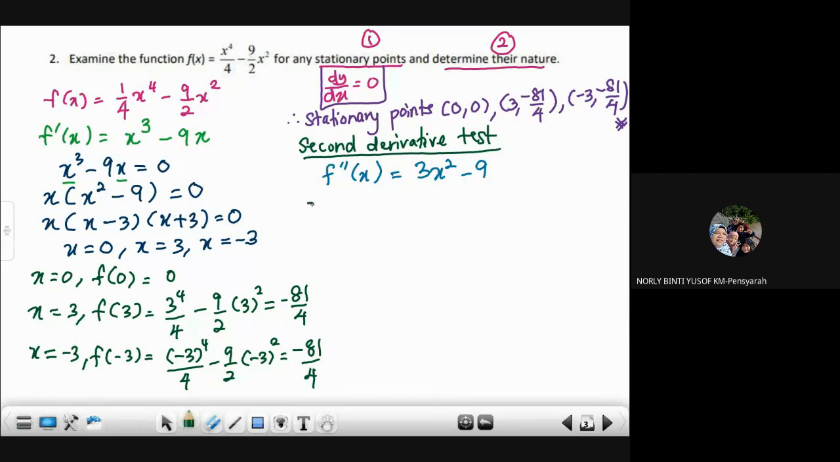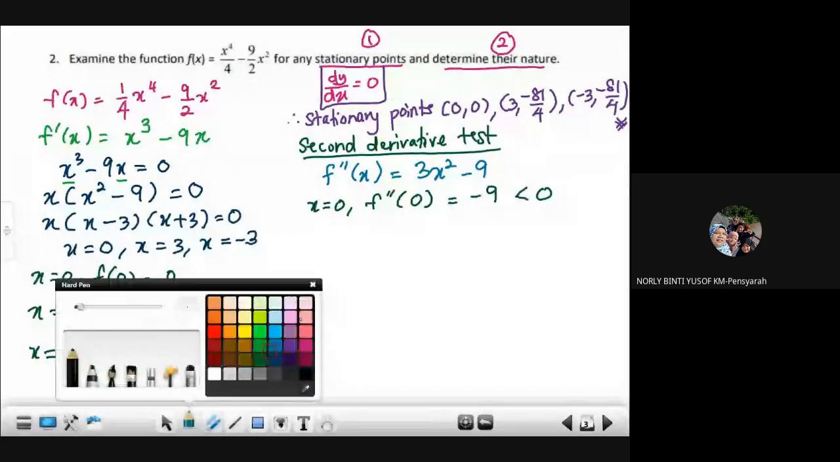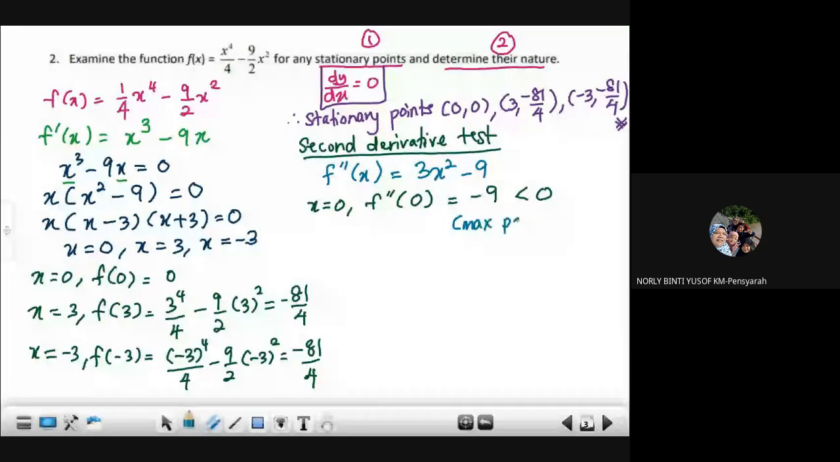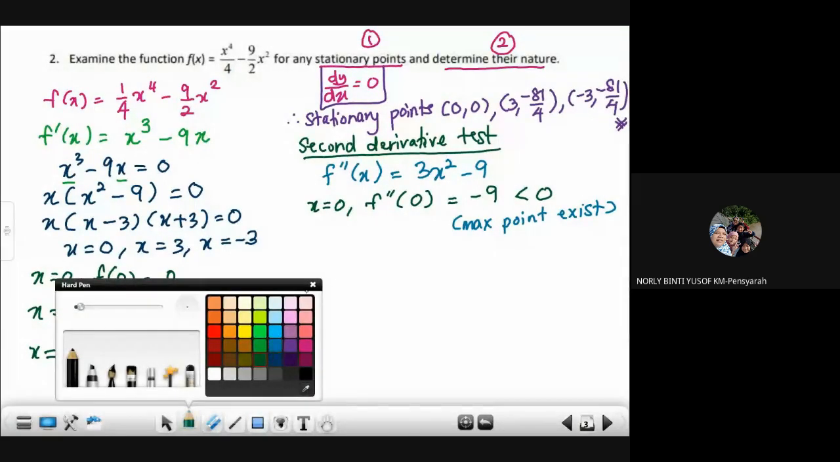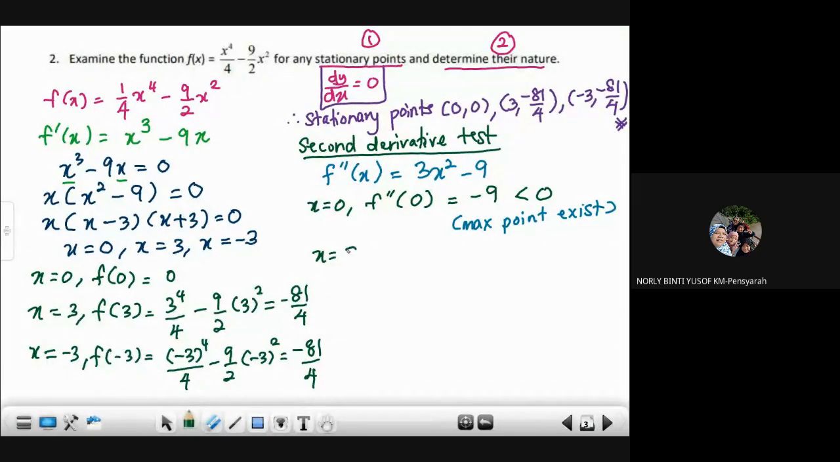Okay, x0, if you substitute, you will get negative 9, because this one is 0. So when you substitute directly, here is negative 9. But here is 0. Okay, so negative 9 is less than 0. So make the conclusion below: maximum point exists. There are marks here, and here too, for the assignment. You work out less or greater than 0 and write the conclusion below from the derivative test. Okay, and then same goes for x equals 3.